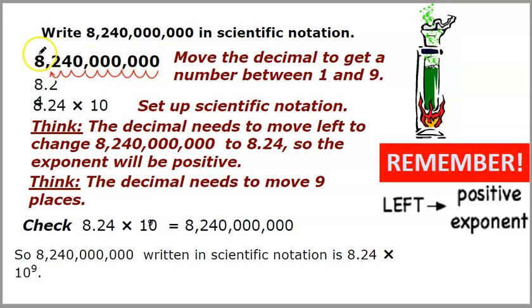We only ever want one digit in the front. So I'm going to move all these places, 10 places, so there's only one digit in front of the decimal. Okay? So that ends up being 8.24 times 10 to the 9th. 8.24 times 10 to the 9th. So that's how we're going to do that.